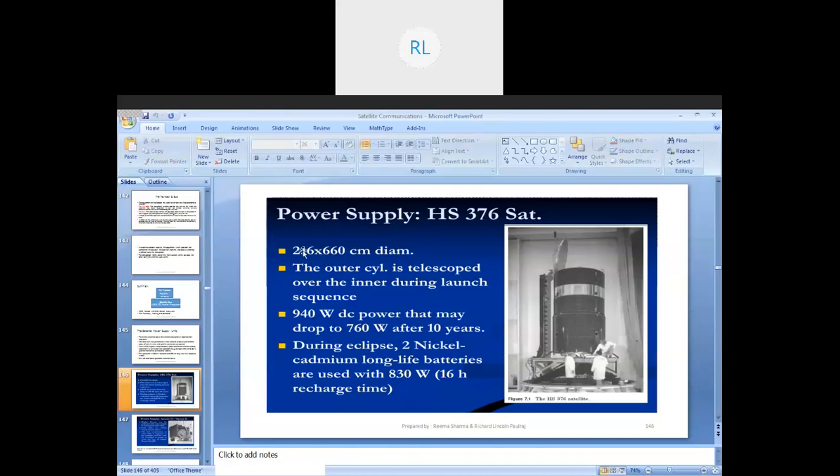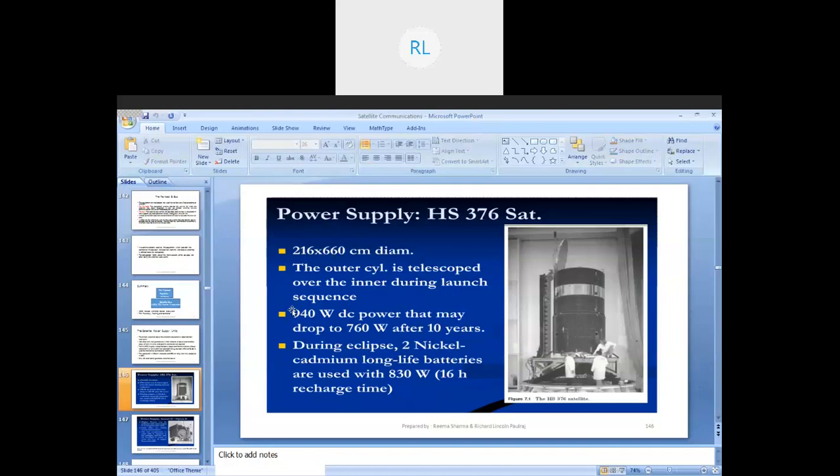It's not just about a few dollars or a few rupees. It's a huge investment, and in fact, a few companies take the help of the government as well. So the dimensions are given here. This is about 216 by 660 centimeters, and the outer cylinder, this cylinder that you see, the black one, is telescoped over the inner during the launch sequence.